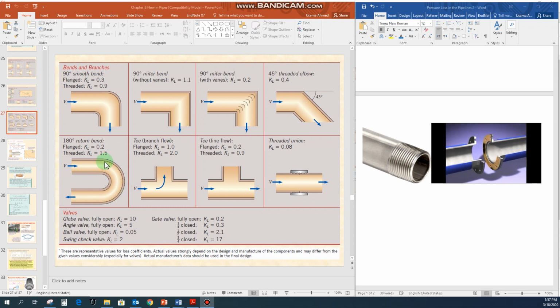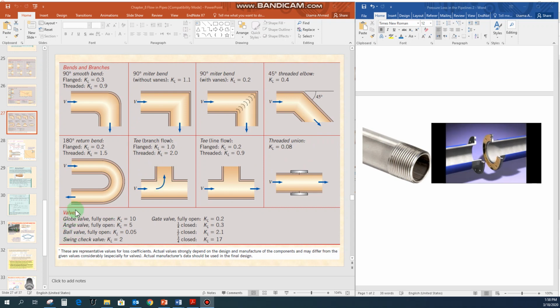Now there could be other components. You can see here, if you are using the 180 degree return bend, the value for the KL is 0.2 for the flanged systems, and the value for the KL is 1.5 for the threaded one. If you are using the Ts, you can have the value for the KL. If you are using this kind of T, there is a different value for the KL. If there is a threaded union, to connect these two pipelines, you are using some kind of union, the value for the KL is 0.08. So from these figures you can get the value for the KL. You just have to match the situation according to the problem in your question.